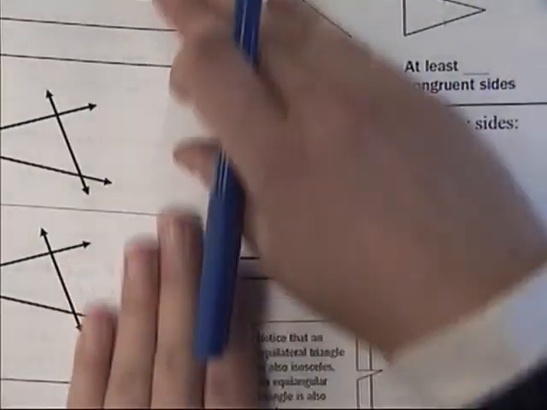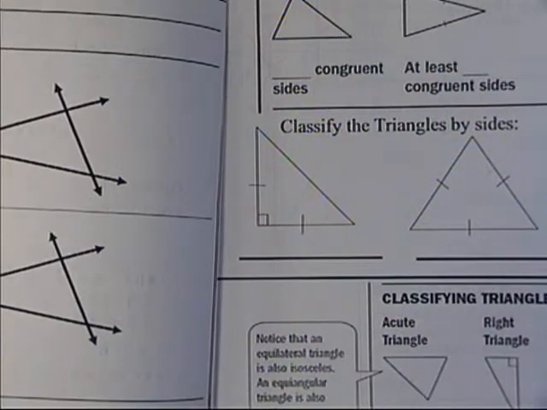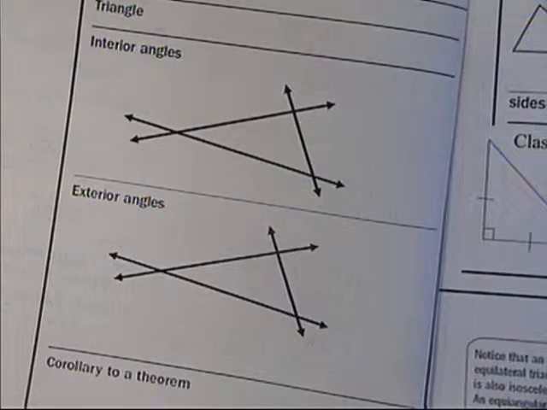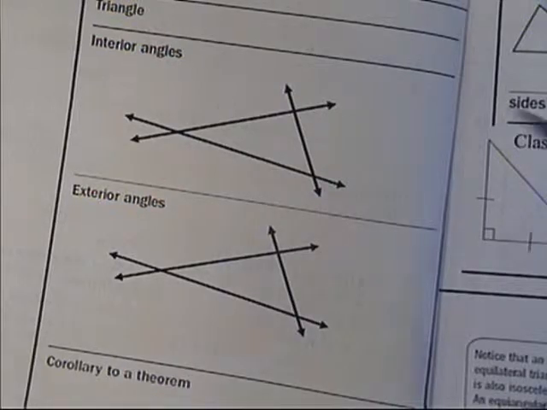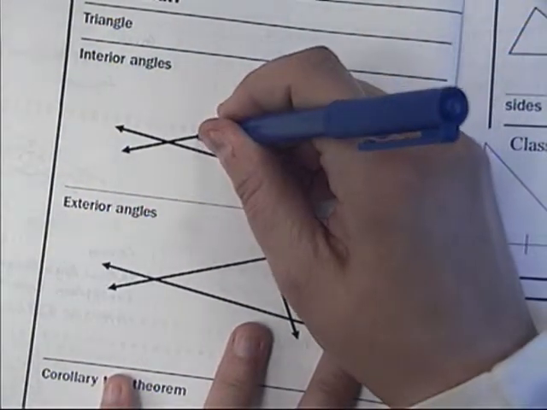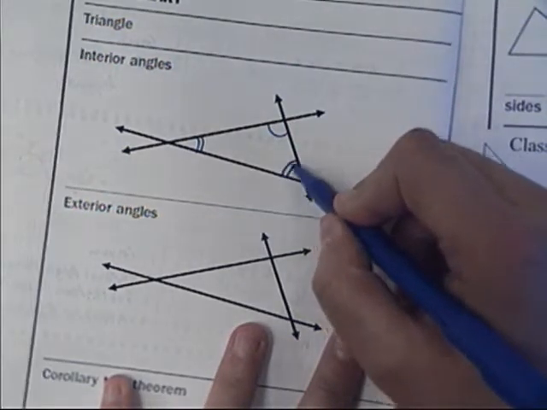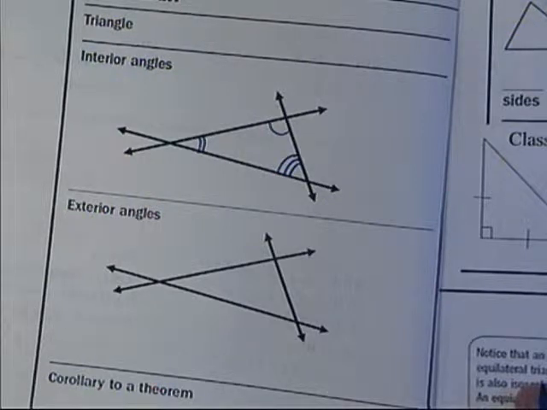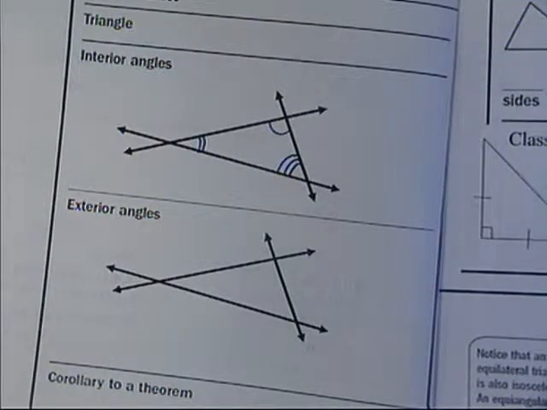On the next page we have some vocabulary. The first one has to do with interior angles. Basically, interior angles are angles that are on the inside of a triangle or whatever shape you're talking about. So this one here is an interior angle, this one's an interior angle, and so is that one. Exterior angles are actually on the outsides of the triangle. So angles that form linear pairs with the interior angles are exterior angles.